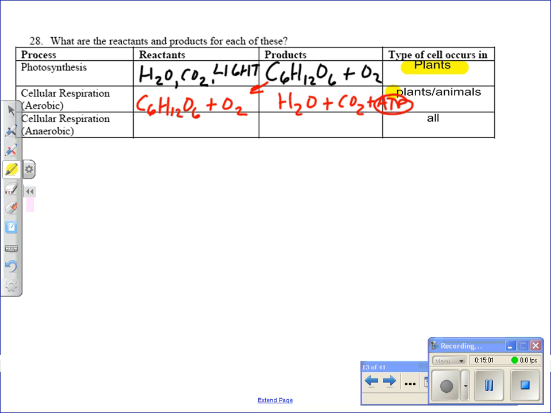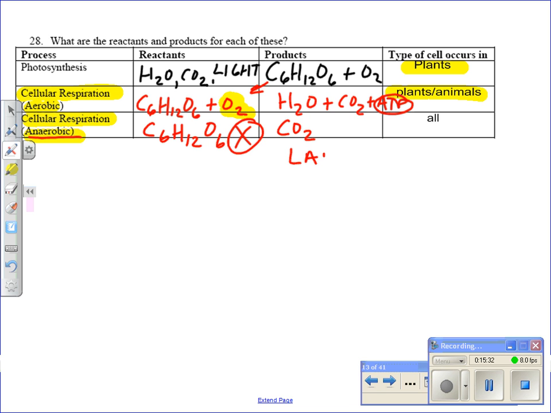So if you look, plants and animal cells all do cellular respiration. It's aerobic, which means it requires oxygen. Anaerobic respiration typically happens in all cells, especially like bacteria and yeast. The reactant is going to be C6H12O6, glucose, but there's no oxygen. No oxygen, that's what makes it anaerobic. So what you're going to get instead as a byproduct is going to be CO2.